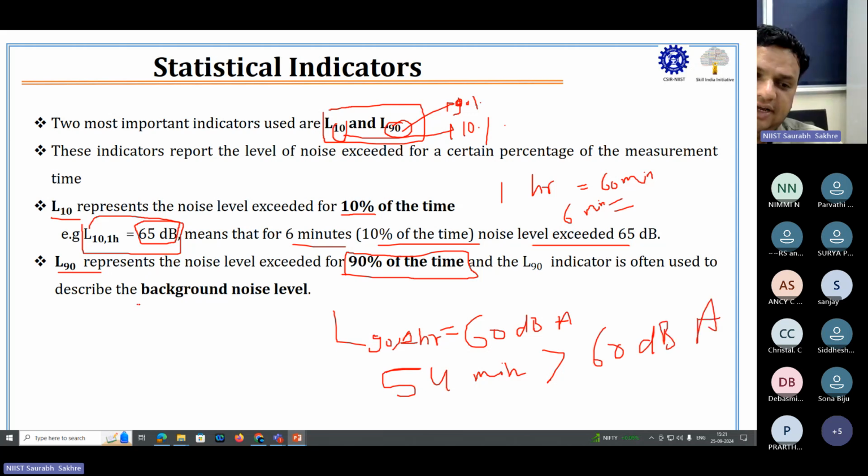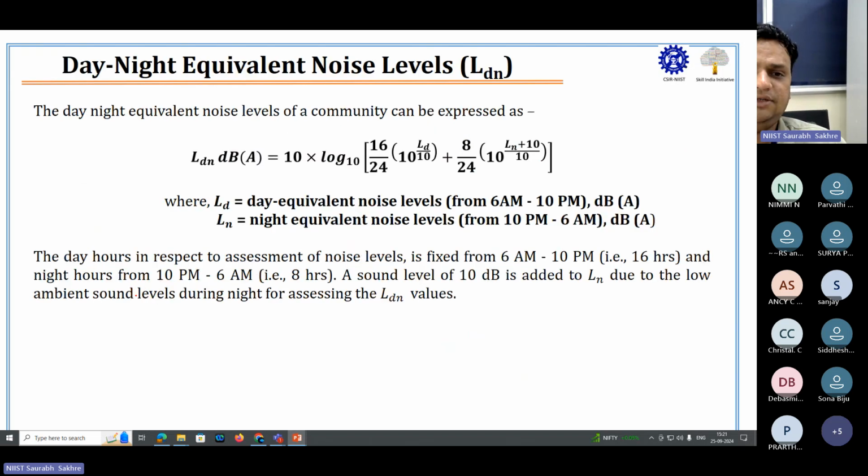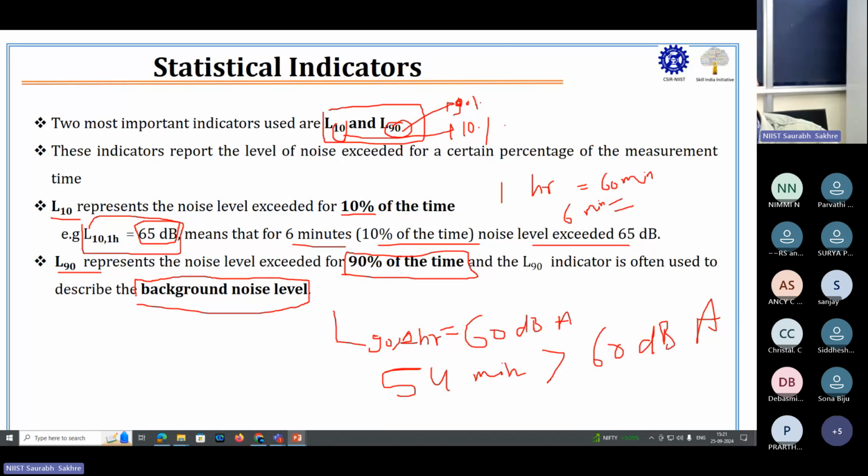Now this L90 is also known as background noise level. Why is it called background noise? Because there will always be some noise on the road and in any place. But sometimes the noise will exceed the other noise which is prevalent in that place. So that's why the 90% level is also called background noise.